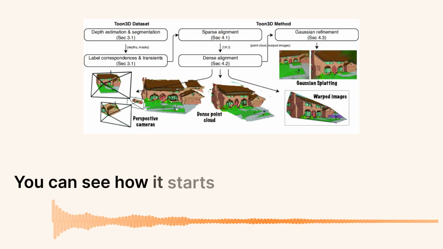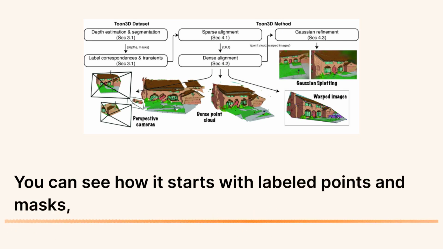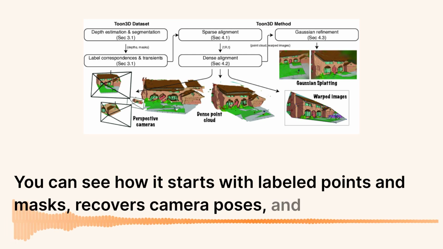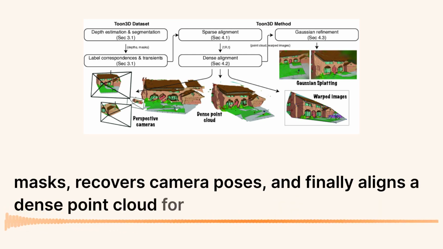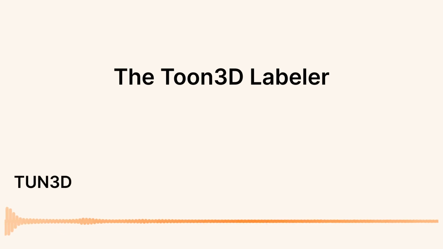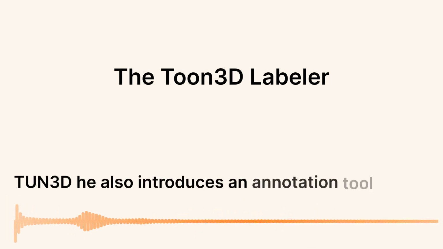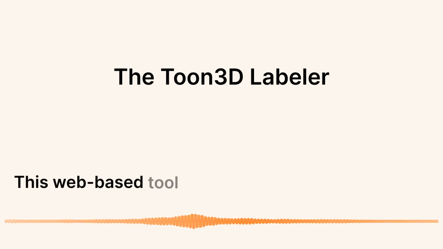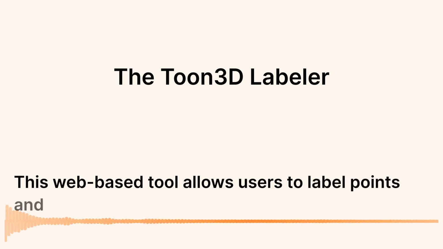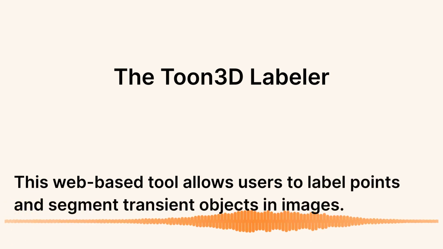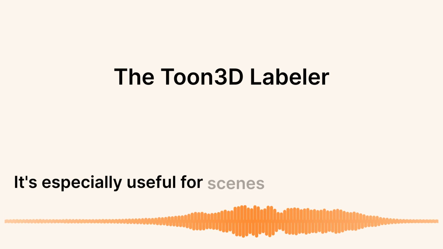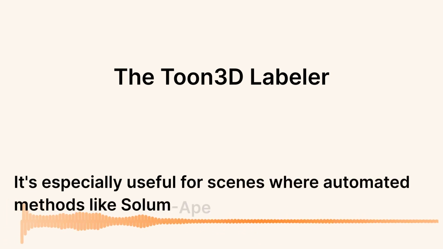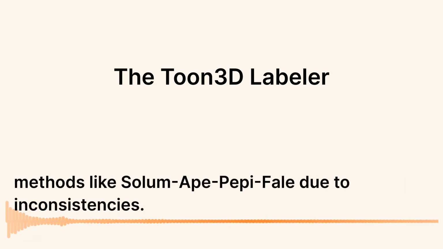You can see how it starts with labeled points and masks, recovers camera poses, and finally aligns a dense point cloud for visualization. Toon3D also introduces an annotation tool called Toon3D Labeler. This web-based tool allows users to label points and segment transient objects in images. It's especially useful for scenes where automated methods like SLAM fail due to inconsistencies.